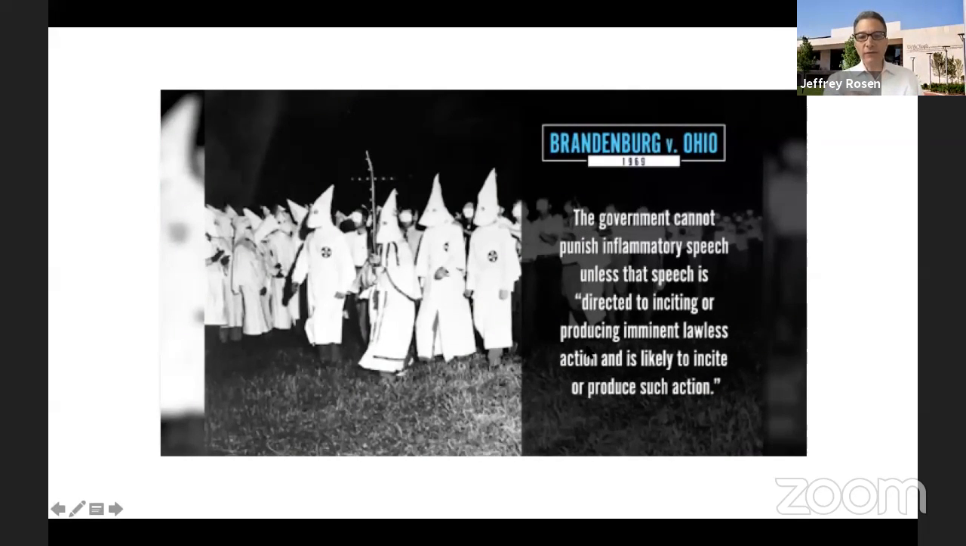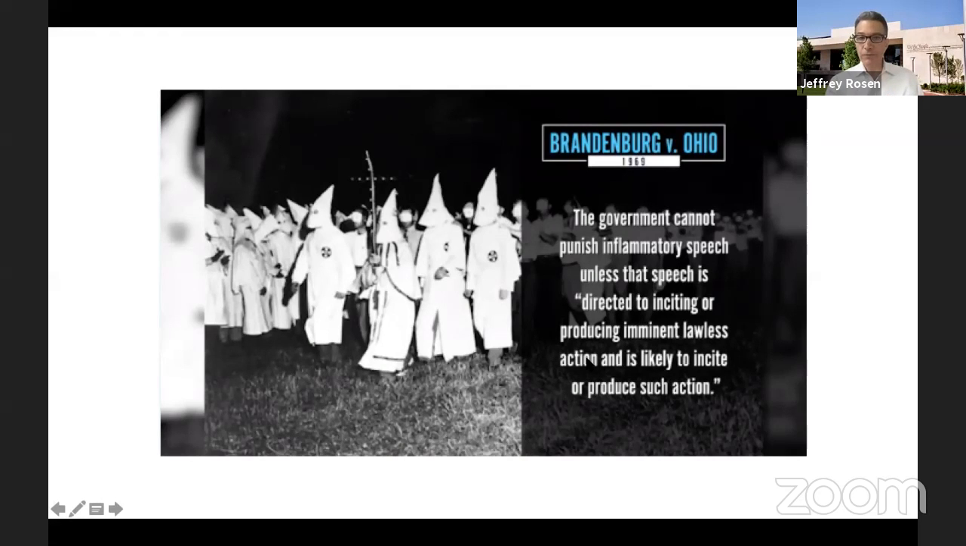I don't have in front of me the exact words that the Ohio law used. I could find them, but instead of doing that, we'll take that as an example of a law that bans speech that expresses hate or contempt toward a particular group. That would be one definition of hate speech. And he challenges his conviction, saying it violates the First Amendment.